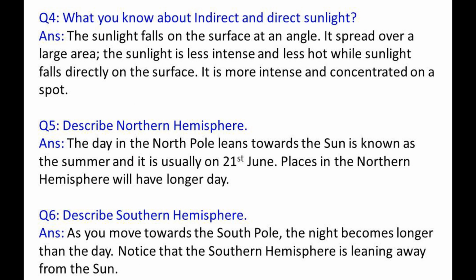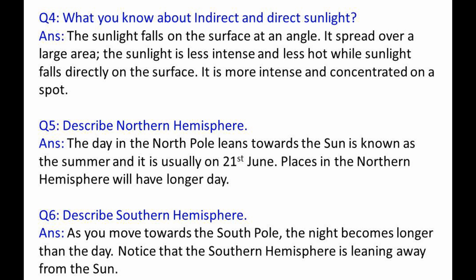Question 4. What do you know about indirect and direct sunlight? Answer. When sunlight falls on the surface at an angle, it spreads over a large area. The sunlight is less intense and less hot. While when sunlight falls directly on the surface, it is more intense and concentrated on a spot.